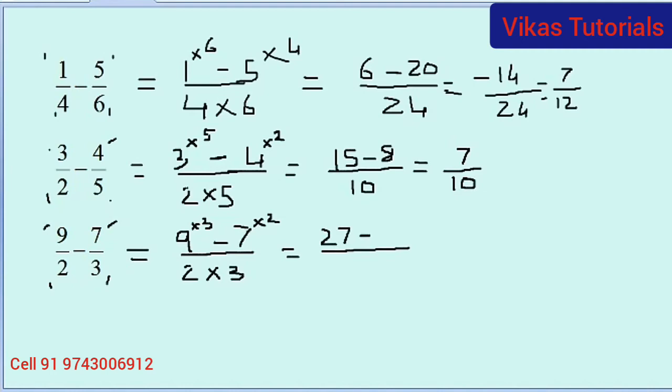minus 7 2s are 14, divided by 2 into 3, 6. Okay, 27 minus 14 is how much? It is 13 divided by 6. Okay, 27 minus 14 is 13. 13 divided by 6. So this is how we do addition and subtraction of fractions.